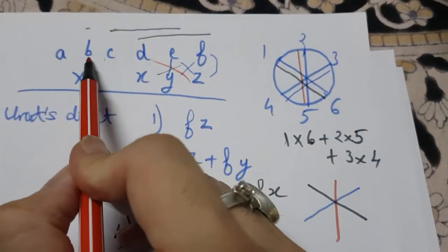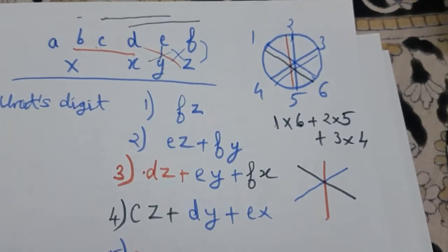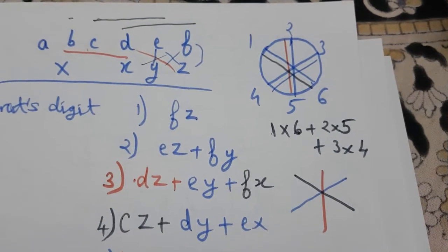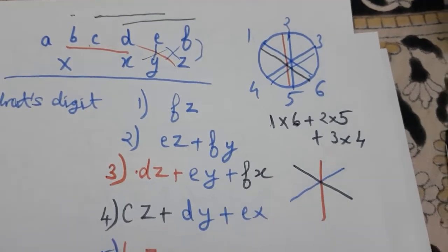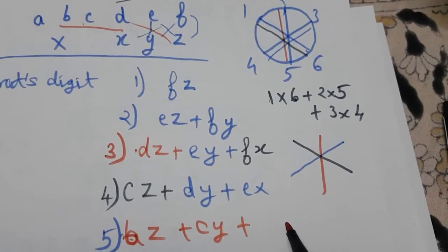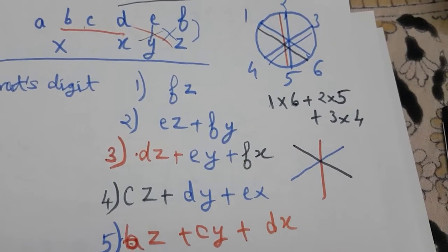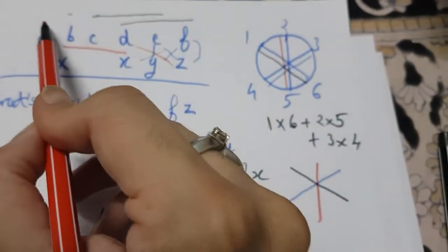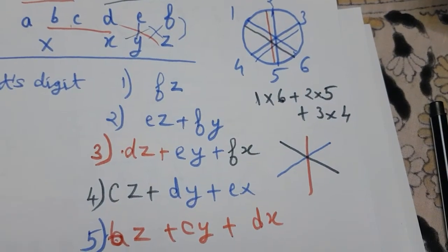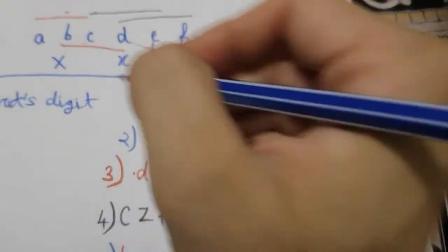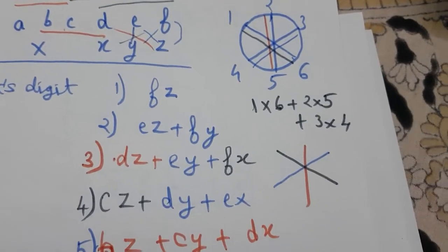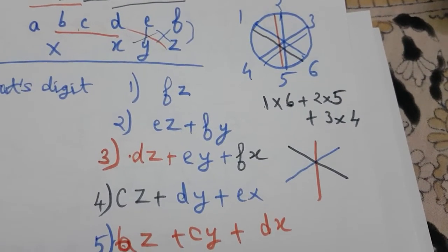In this we will be using this number, so it will be bz plus cy plus fx. In the sixth step we will be dealing with this number, so it will become az plus by plus cx. This is the sixth step.